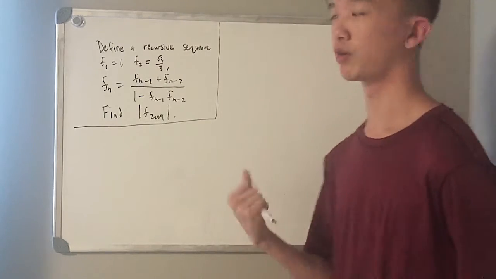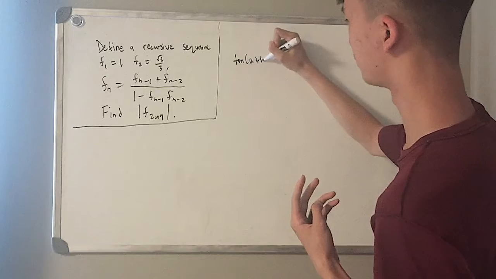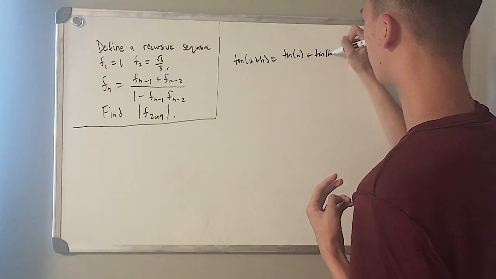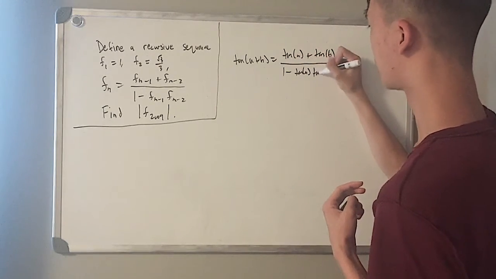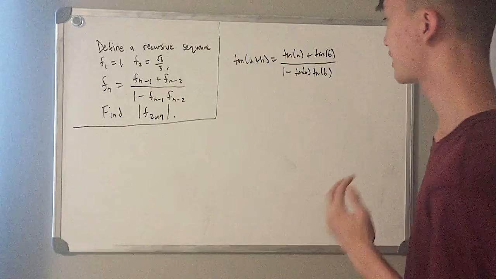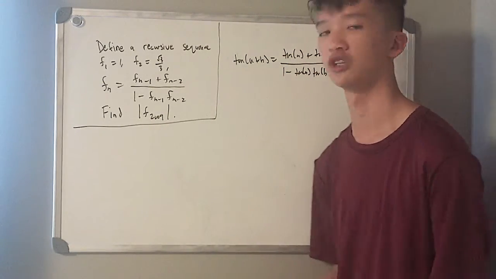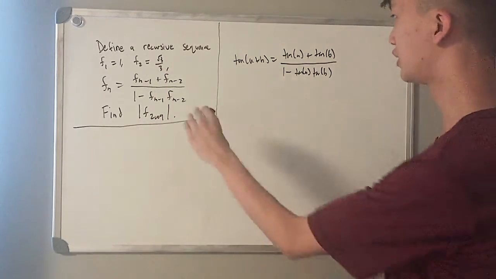Now the first thing I want to bring up is the tangent addition formula. So the tangent of a plus b is equal to the tangent of a plus the tangent of b, all over 1 minus the tangent of a times the tangent of b. Now you might notice that this looks very similar to this, where we have addition in the numerator and 1 minus multiplication in the denominator. So we can actually substitute f of n minus 1 and f of n minus 2 into this equation.